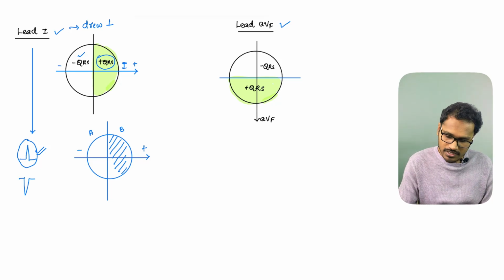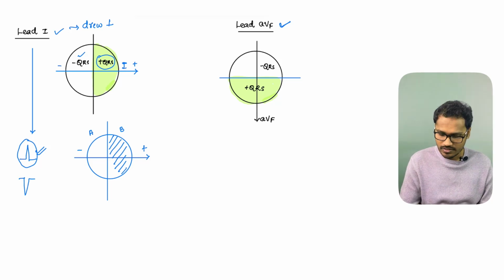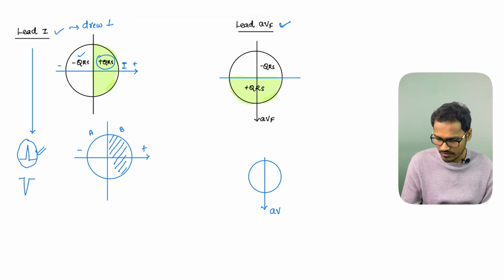In a similar manner, I do it for lead AVF, which is going down like this. So which is the positive side for lead AVF? The below area. The below area for AVF will be positive.